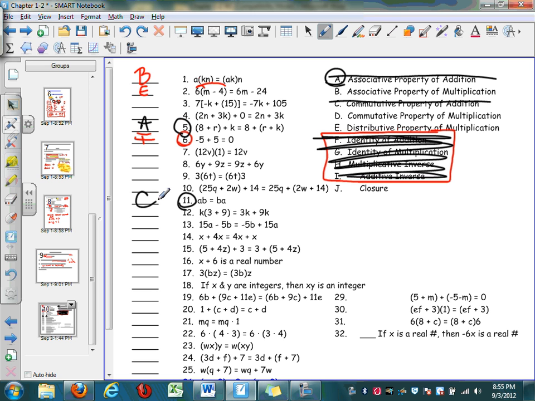Okay, now, I want you to look down here at number 18. If x and y are integers, then x times y is an integer. What property is that? Dead giveaway. It is J. Very good, for closure.